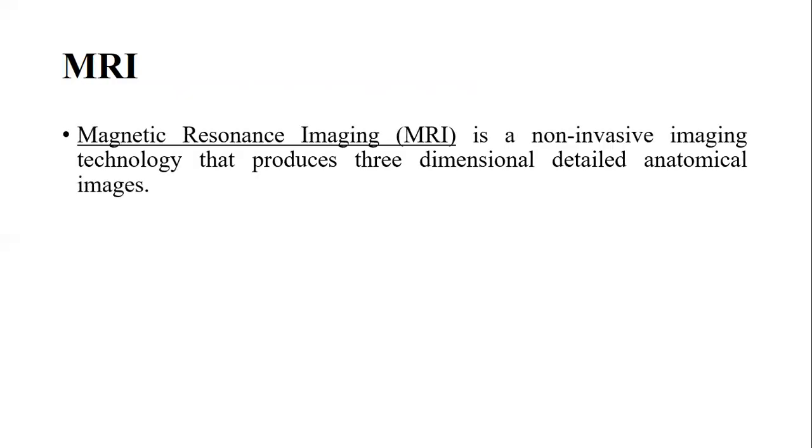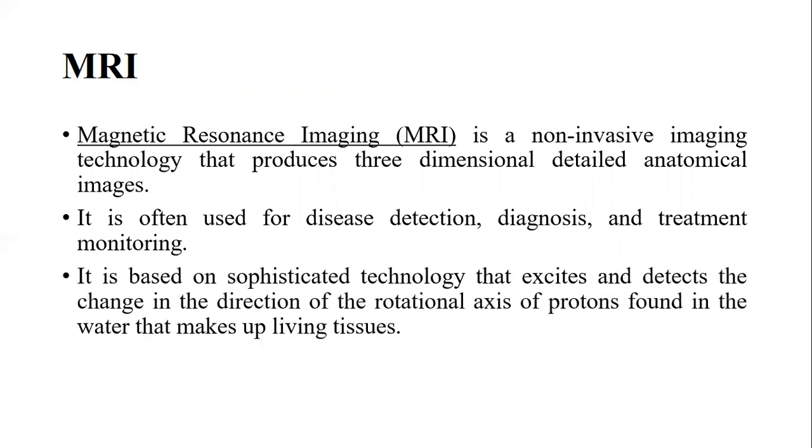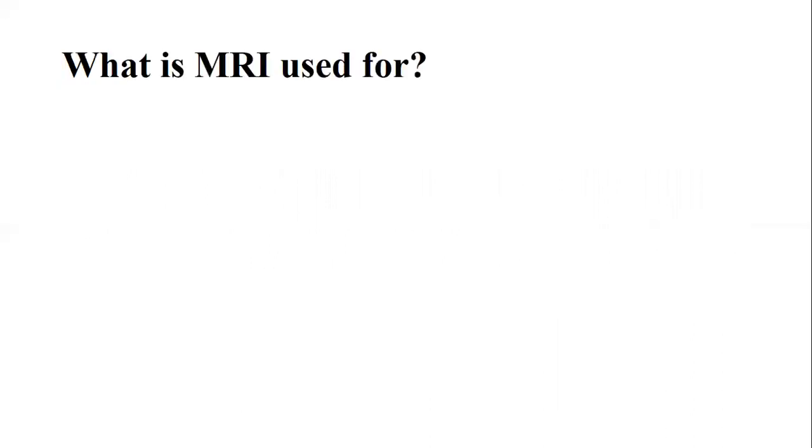Next is MRI. MRI is a non-invasive imaging technology that produces three-dimensional detailed anatomical images. It is often used for disease detection, diagnosis, and treatment purposes. It is based on sophisticated technology that excites and detects the change in the direction of the rotational axis of protons found in the water that makes up living tissue. So basically, the MRI scan is based on the protons, hydrogen protons.